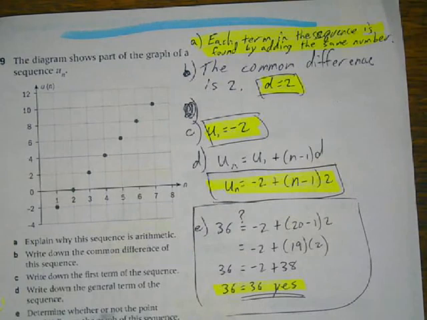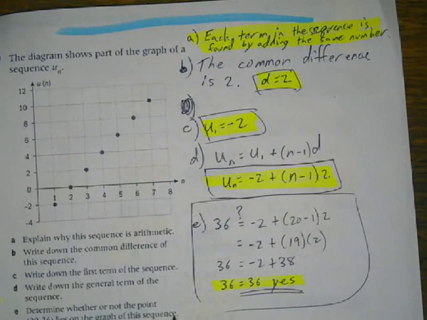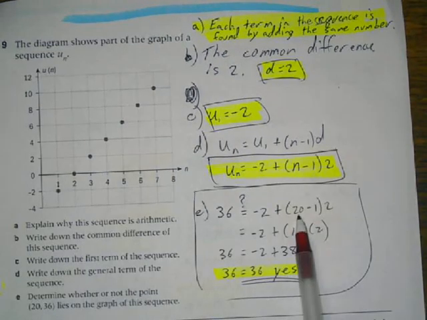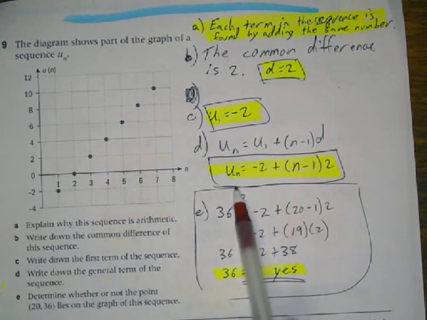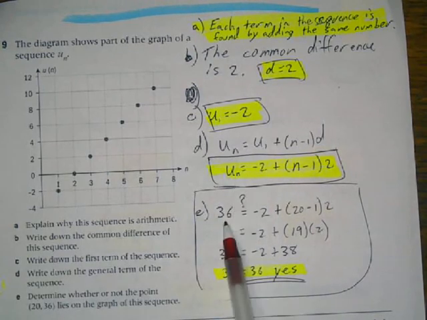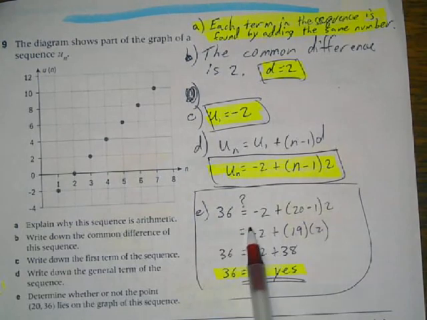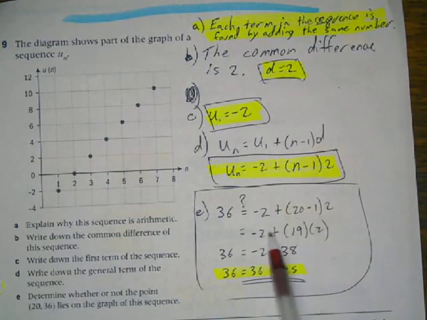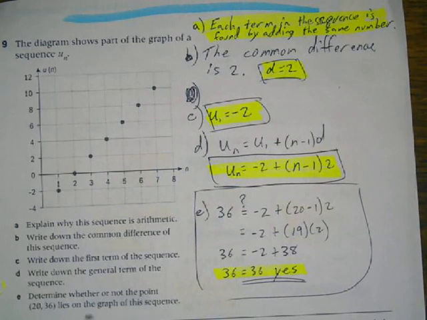Determine whether or not the point (20, 36) lies on the graph of the sequence. Okay, so I'm going to start by putting in 20 in place of n, and 36 in place of u sub n, and we're going to see if both sides are equal. So I've got 20 minus 1, which gives me 19, and 19 times 2 gives me 38, and then negative 2 plus 38 gives me 36. Therefore, yes, (20, 36) does lie on the graph of the sequence.